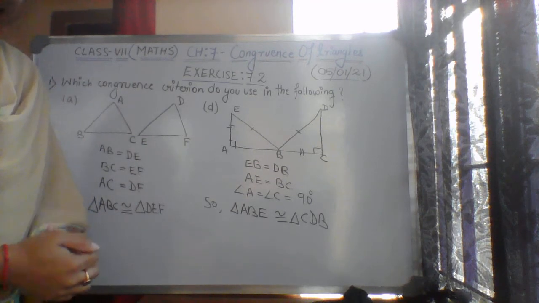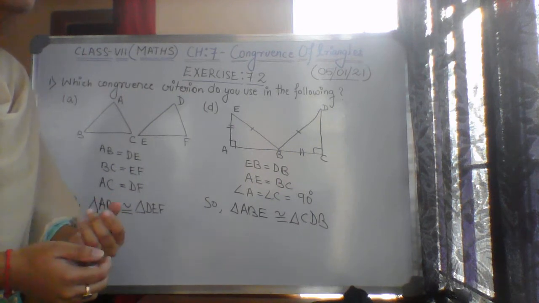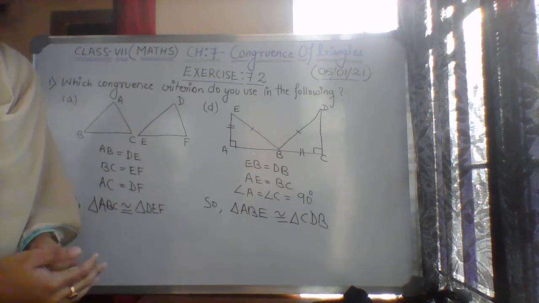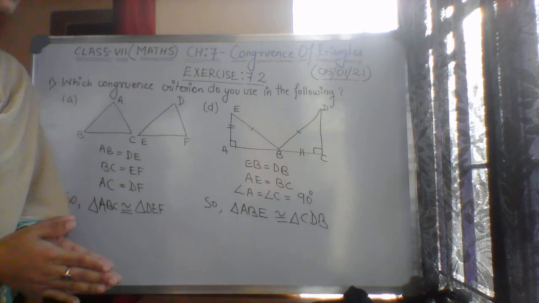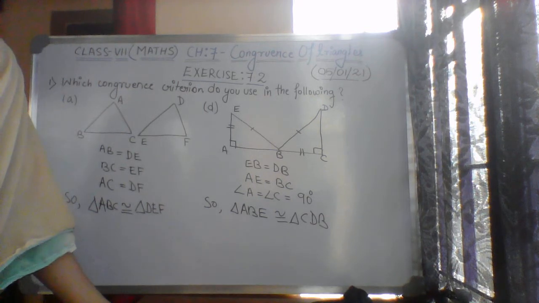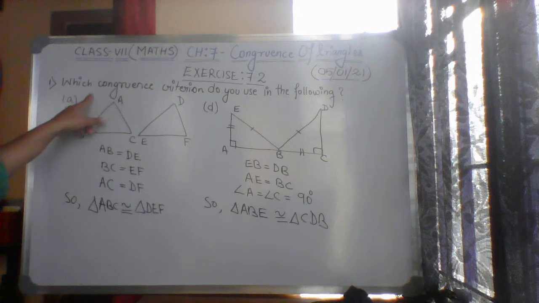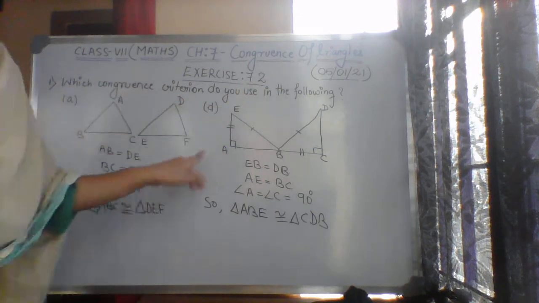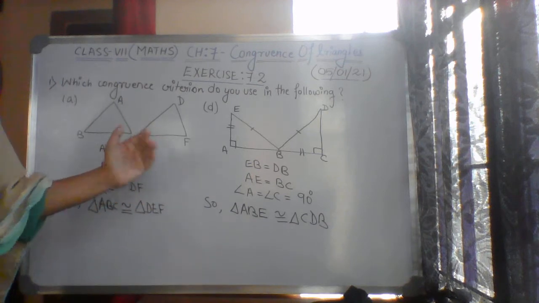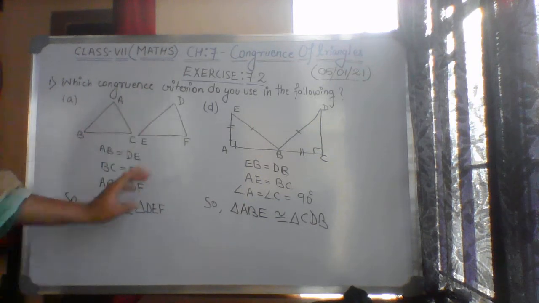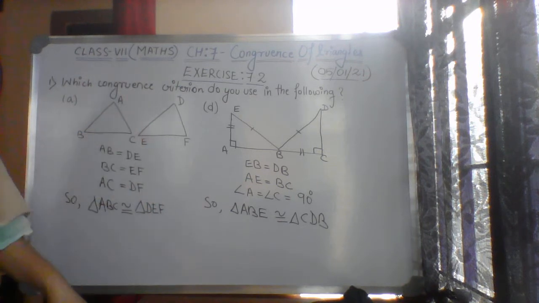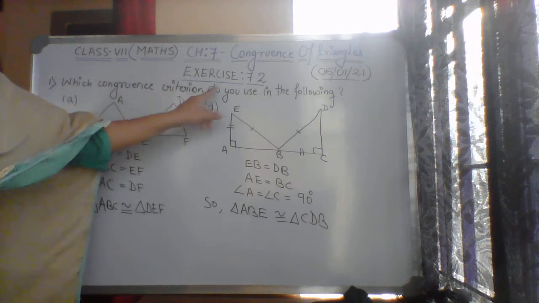So we will try to identify. Now in exercise 7.2, the first question deals with how to identify which criterion is being applied. Here is our first question of exercise 7.2: which congruency criterion do you use in the following? In this question it is already told that these two triangles are congruent. We only have to determine which criterion is applied here for the congruency.